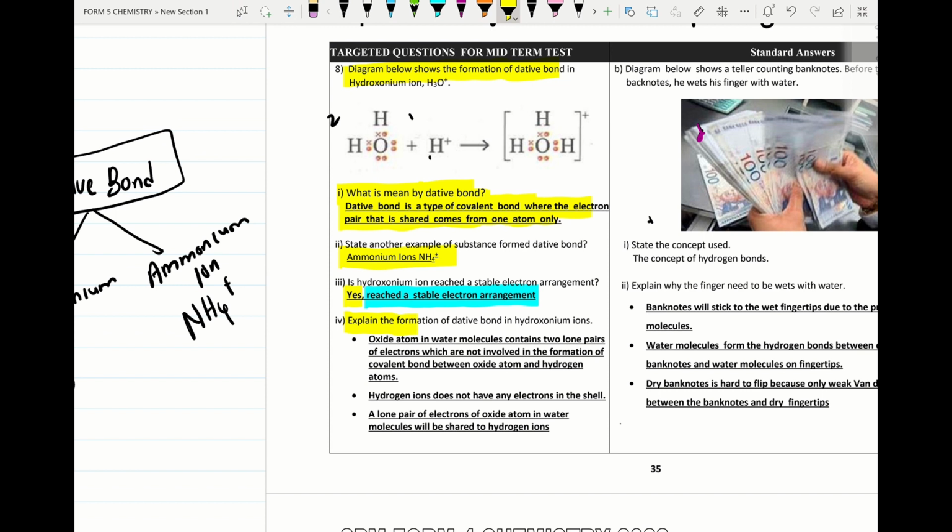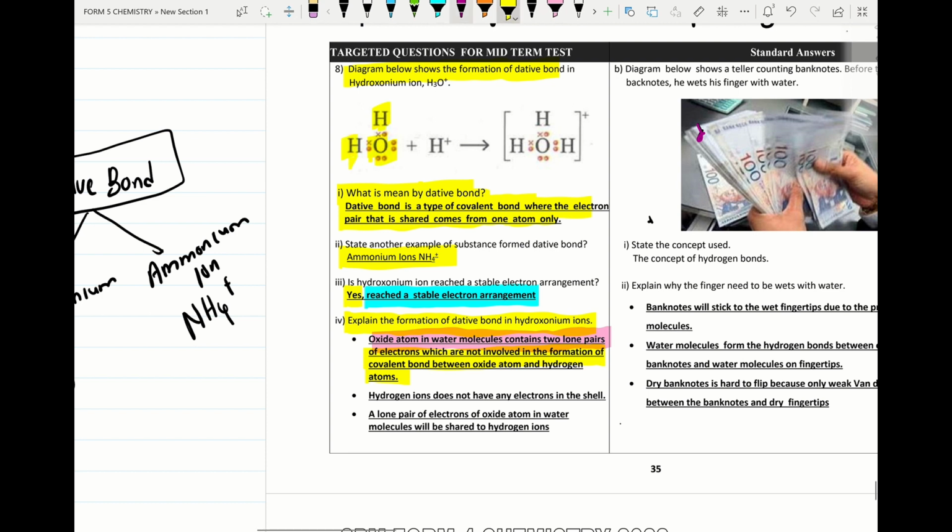All right, the next question is, explain the formation of dative bonding in the hydroxonium ion. The oxide atom in the water molecule contains two lone pairs of electrons which are not involved in the formation of covalent bonds between the oxide atom and the hydrogen atoms.